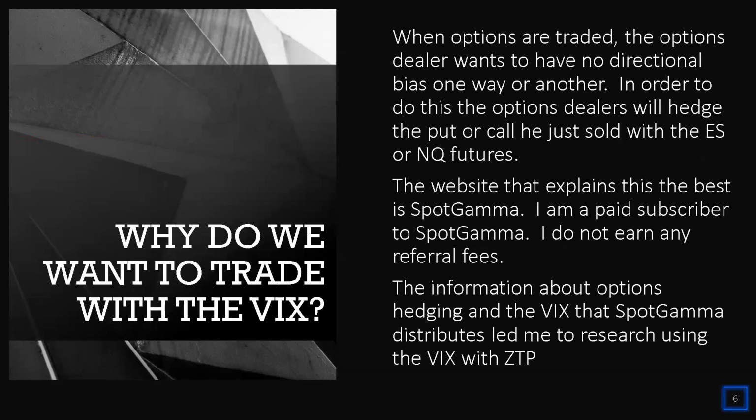So why do we want to trade with information based on these options? Well, there are 2 types of options. There are puts, which are bets that the market is going to go down, and calls, which are bets that the market is going to go up. What's really interesting to understand is that options dealers will both buy and sell puts and calls. So they don't want to have a directional bias one way or another, and they do this by hedging.